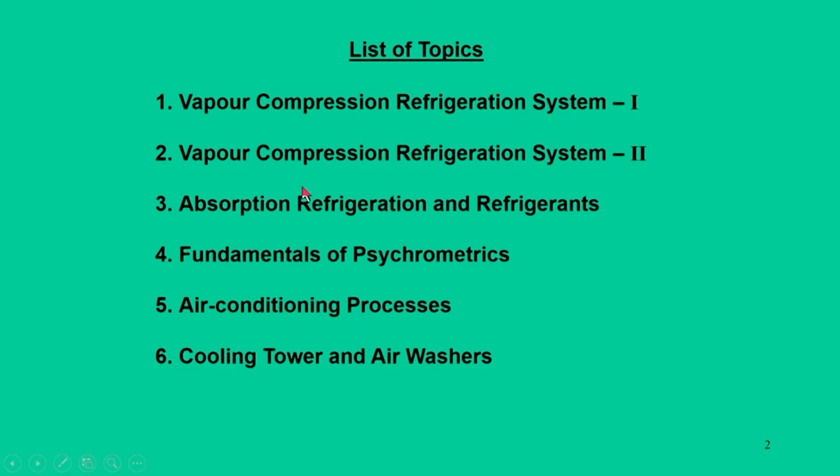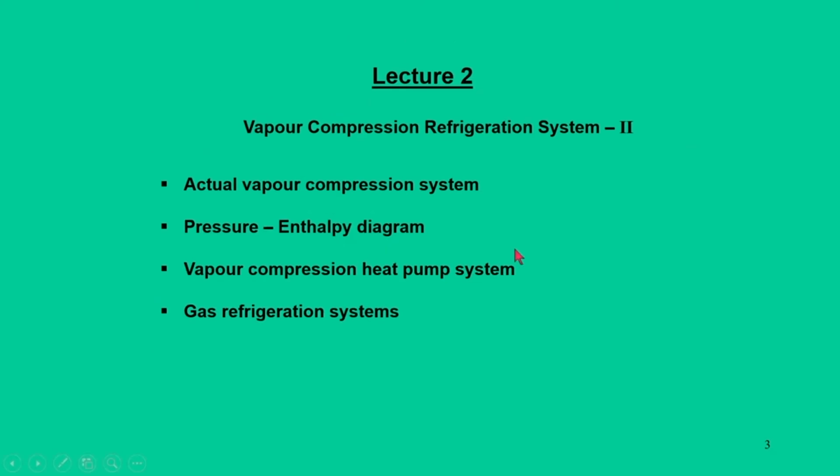Dear learners, welcome to this course Applied Thermodynamics Module 5 Refrigeration and Air Conditioning. As I discussed in the last class, there are 6 lectures, and the first 2 lectures will be on vapor compression refrigeration systems. We are in lecture number 2, that is vapor compression refrigeration system part 2. In this lecture our main intention would be to discuss actual vapor compression systems.